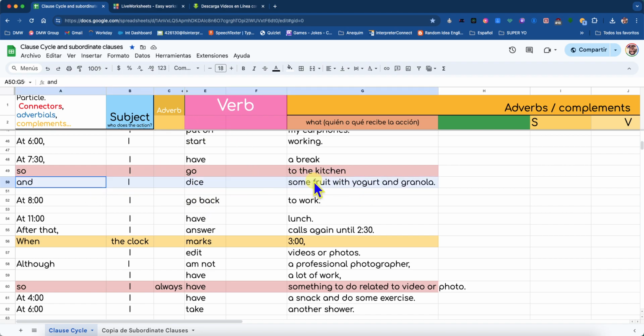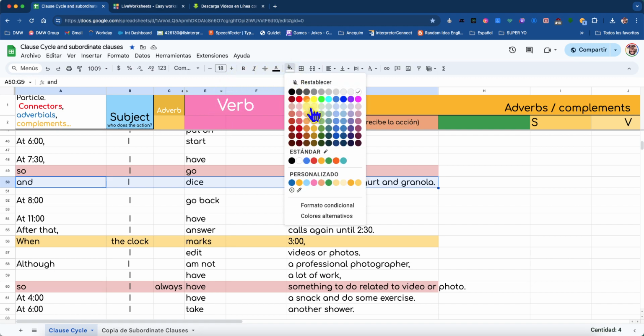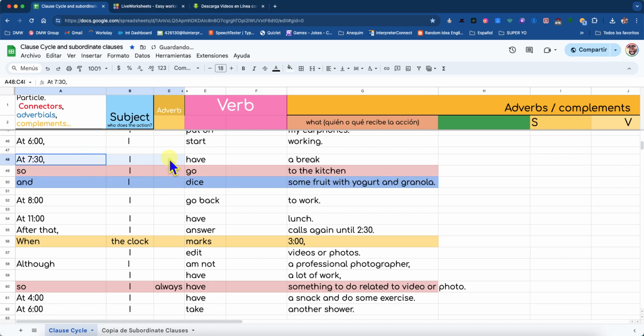Dice means cortar en cuadritos. Este enunciado es de 3 partículas. Es a la hora que hago esto, a la hora tengo un break, entonces hago esto y esto también lo hago. Entonces es un enunciado de 3 cláusulas, como pueden observar. Okay, so I will continue.